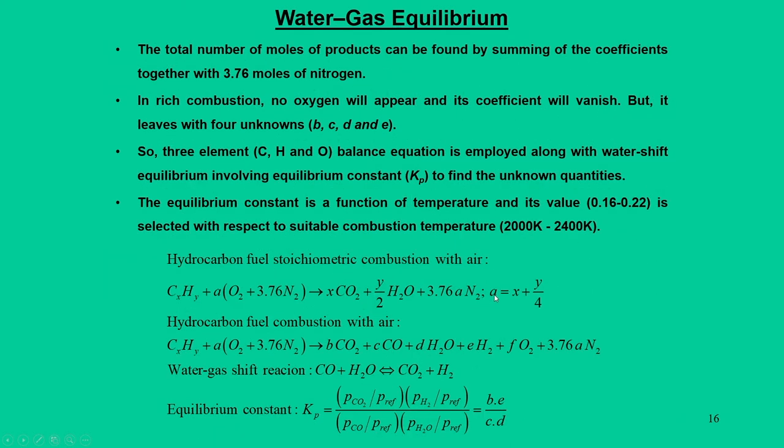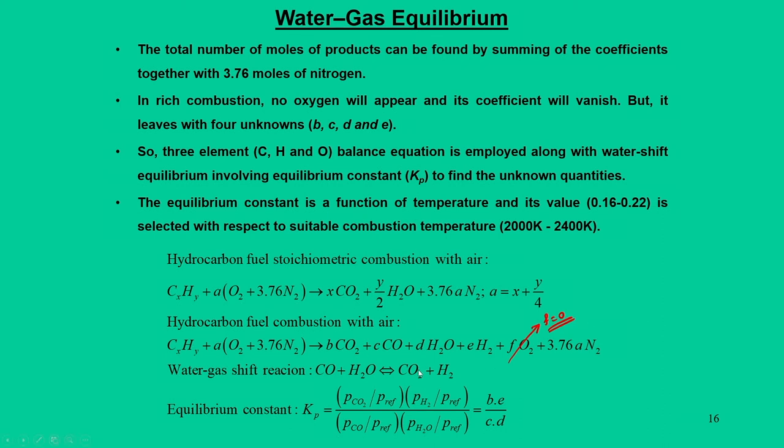Now, let us understand the case where the mixture is rich. When the mixture is rich, the only thing that we can predict is that no oxygen will appear. When the mixture is rich, there will be no oxygen. That means F will be 0. Because the mixture is rich, there is no oxygen. Why is the mixture rich? Because it does not find a sufficient quantity of air.